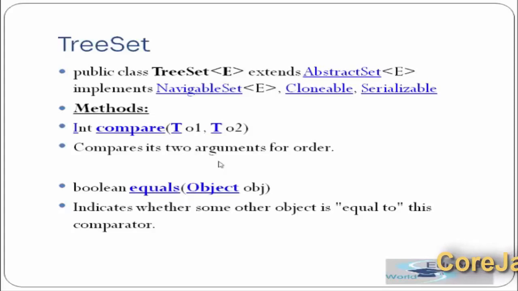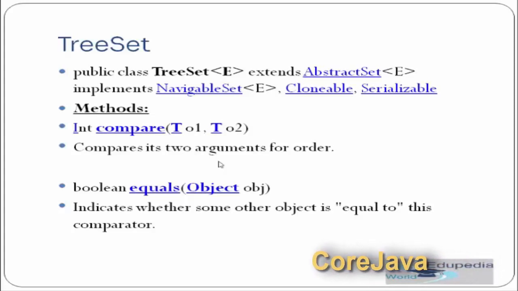Then the other method we have is boolean equals, object. This method is overridden from the object class, and it indicates whether some other object is equal to this comparator. So this checks for equality for comparison purposes only. So this was about the TreeSet.